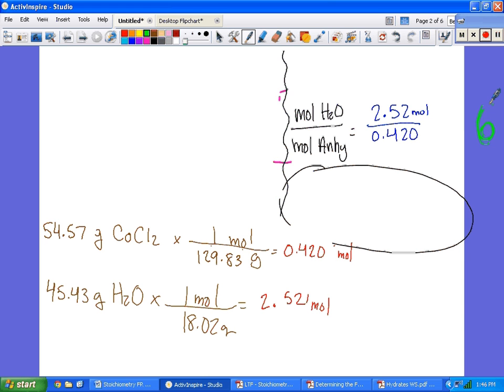Now we need to plug that in and write it in the formula. The final formula should be CoCl2, right? It was 2, correct? Or 3? 2, thank you. Dot 6 H2O. So that will be your formula.